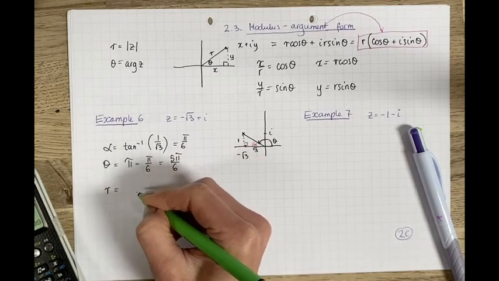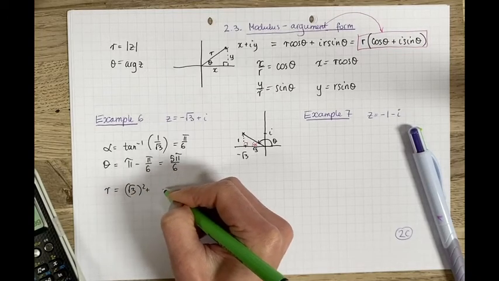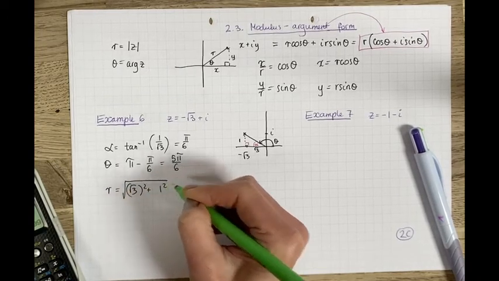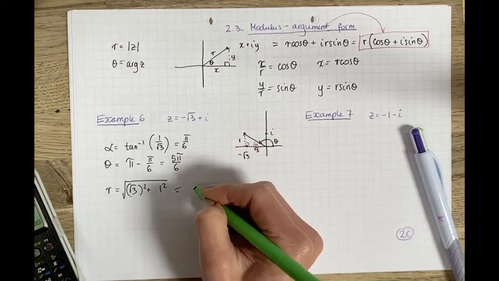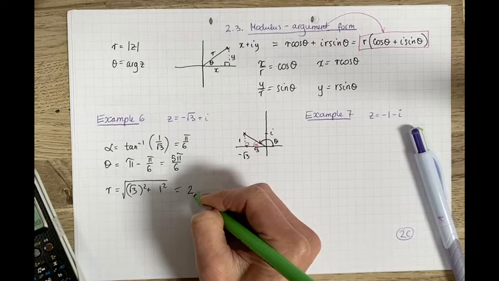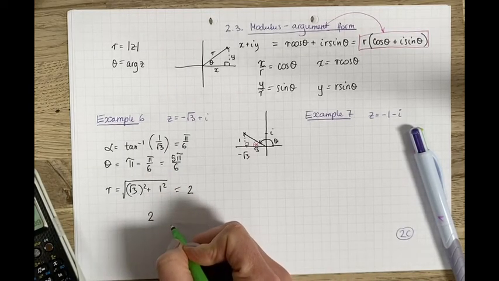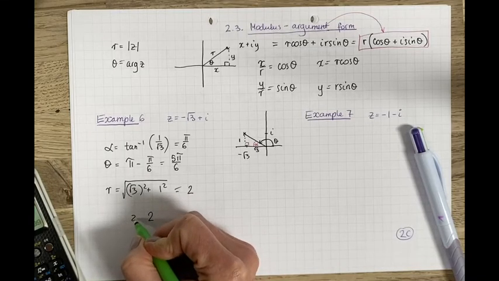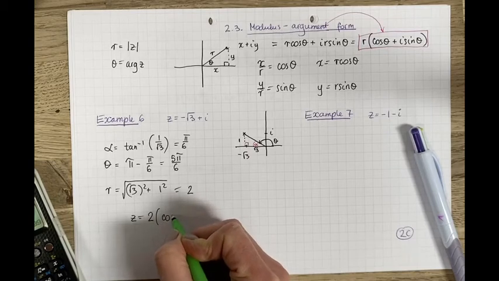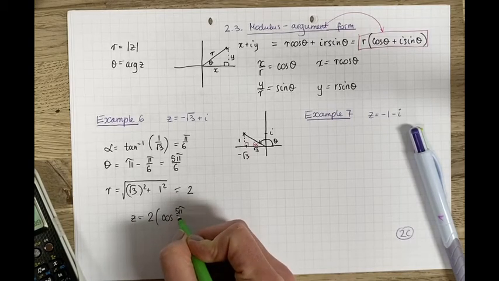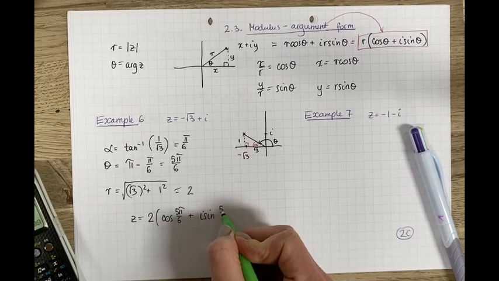The modulus, which is r, is going to be root 3 squared plus 1 squared, square rooted. So this is the length of this hypotenuse. We're going to have 2. So the modulus argument form will look like this: z equals 2 cos 5 pi over 6 plus i sine 5 pi over 6.